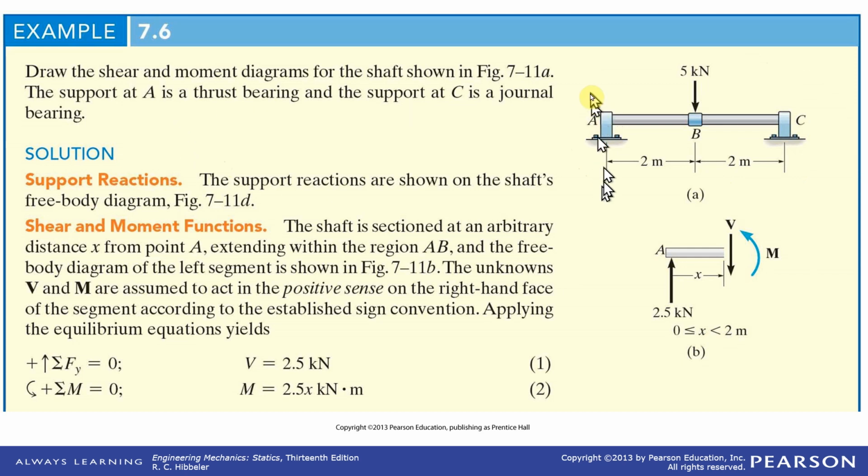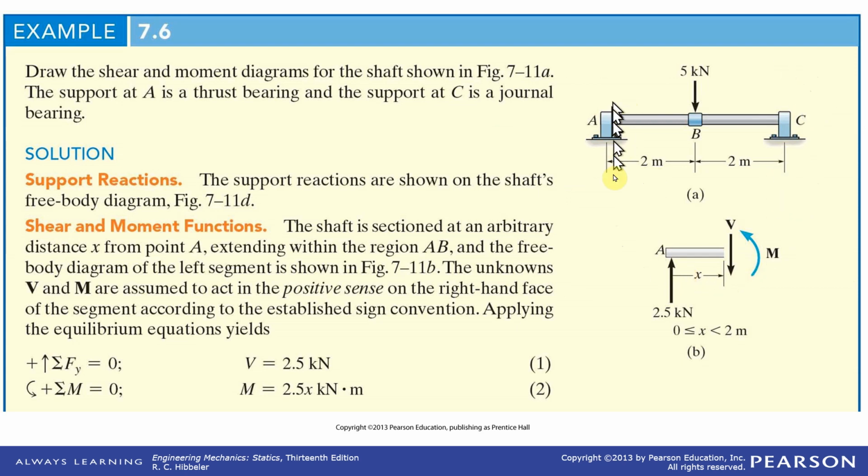A is a thrust bearing, which means you can have an AX, an axial component of the force. C is a journal bearing, which means the shaft can slide in the axial direction. There's no opposing force. But anyway, since all the forces are vertical, you don't have any CX. Therefore, you're not going to have any AX. You're not going to have any tensile forces. They're all going to be vertical.